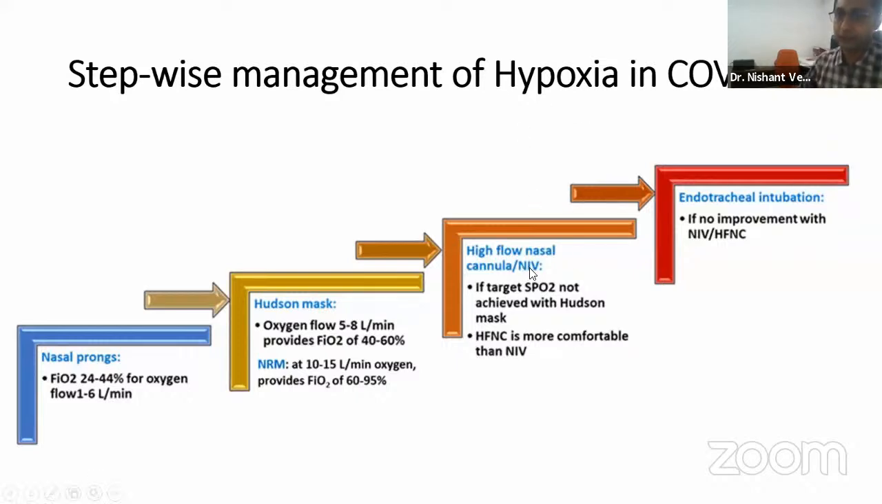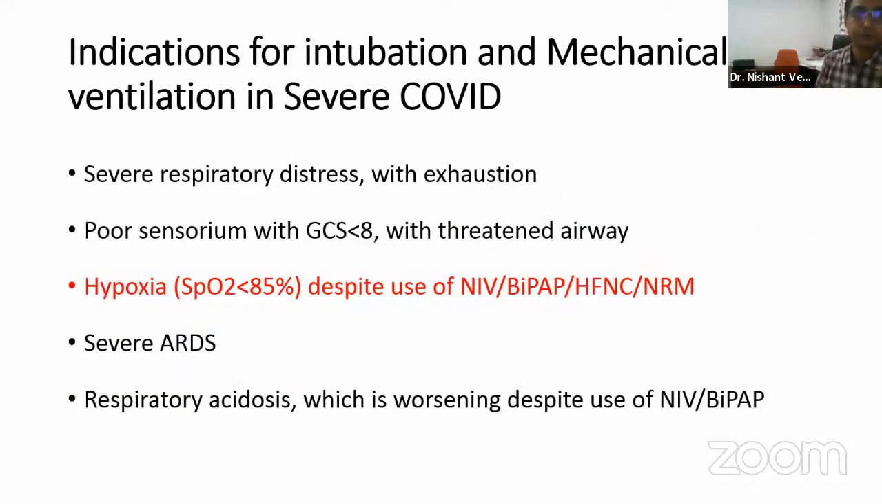If HFNC and NIV are also failing, then the last resort is using endotracheal intubation, which would mean using a mechanical ventilator to ventilate the child.